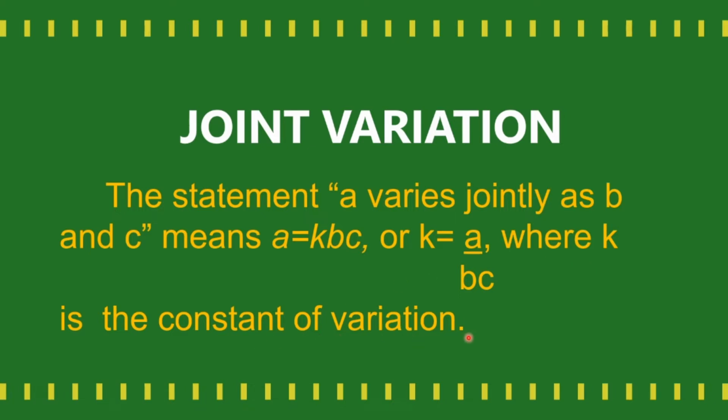So in direct and inverse variation, there are only two quantities involved. So when it is joint variation, there are three or more quantities involved. So in this case, there are three variables. So we have A, B, and C. It is just like direct variation but with more quantities or variables involved.